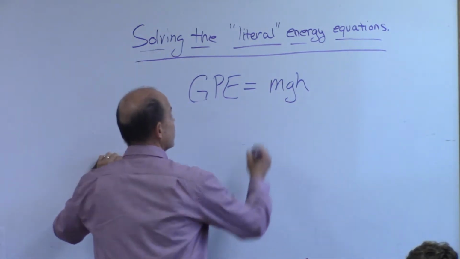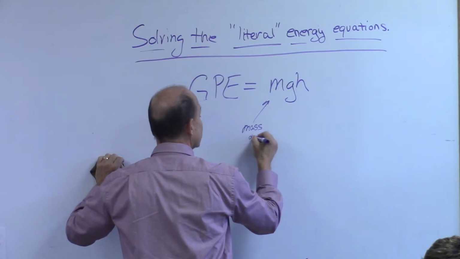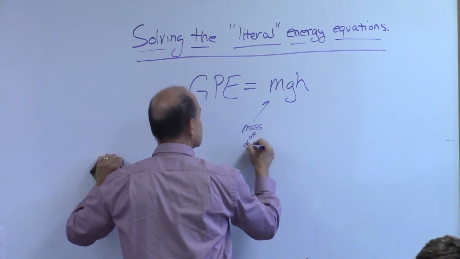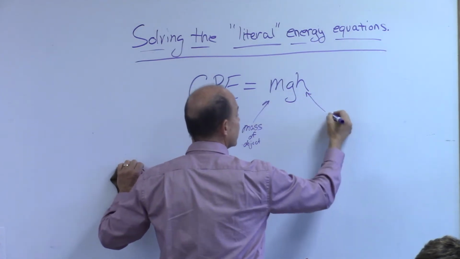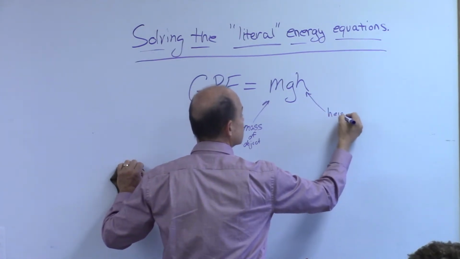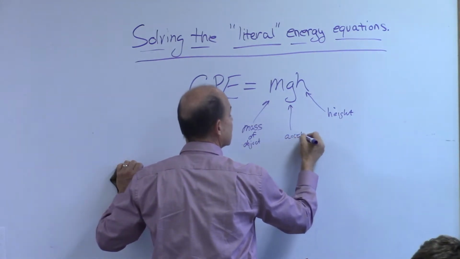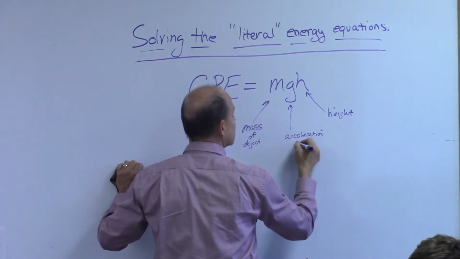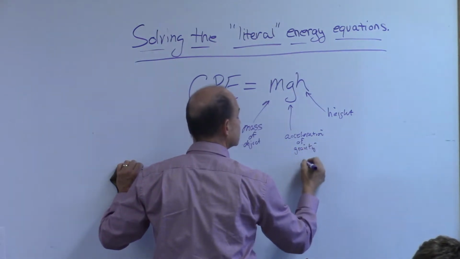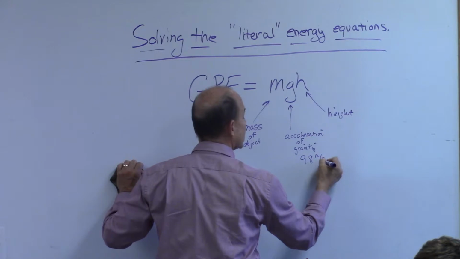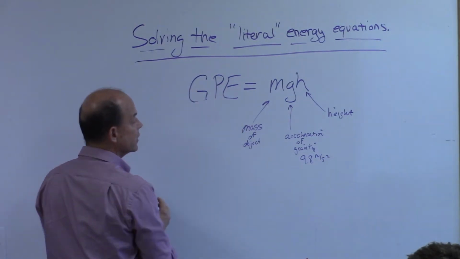Remember that this is the mass of the object. You don't have to write this if you know it. Driscoll was trying to remind yourself that this was H for the height. And this is the acceleration of gravity, which is a known 9.8 meters per second squared. We are calculating gravitational potential energy.